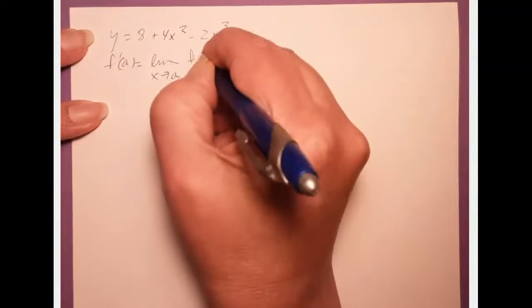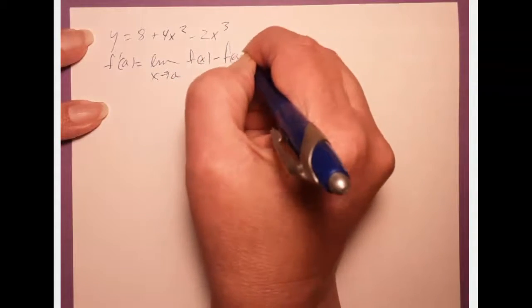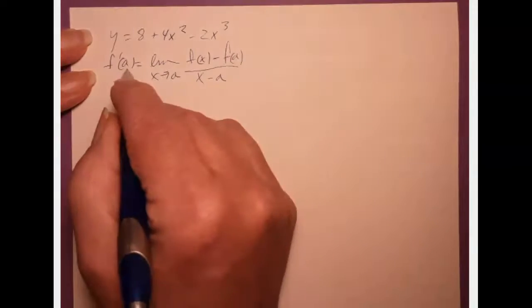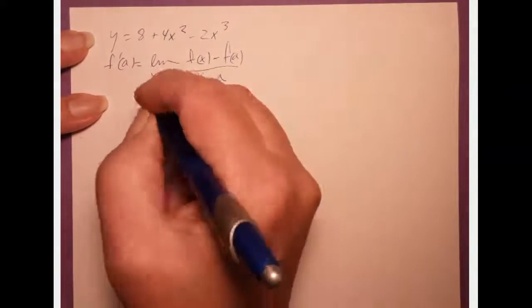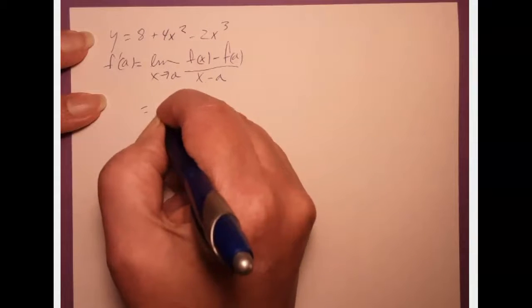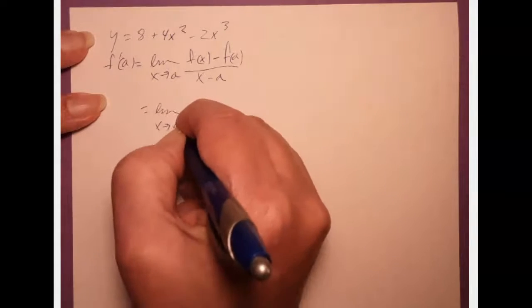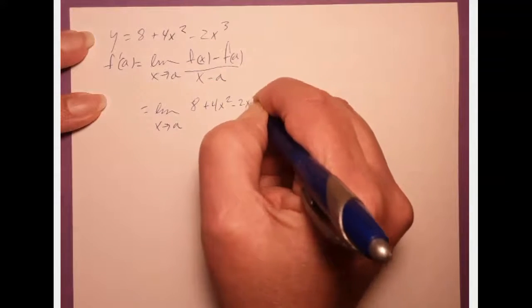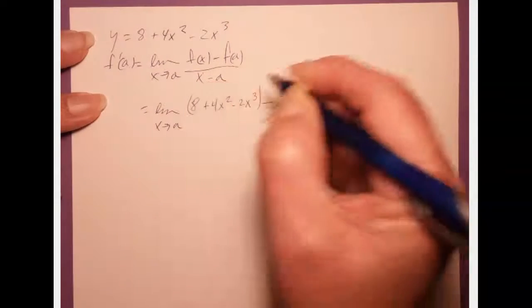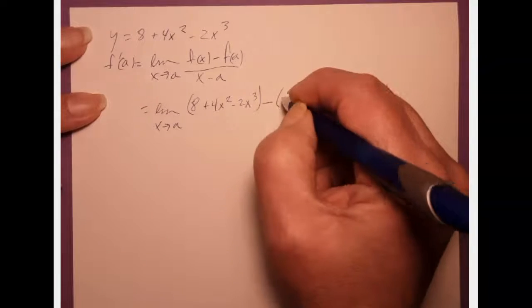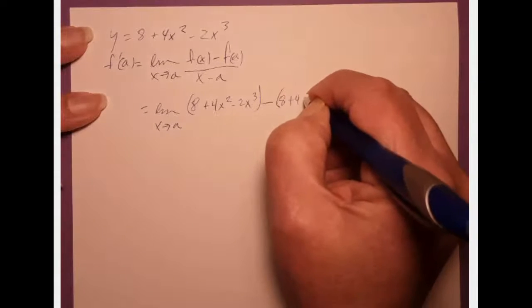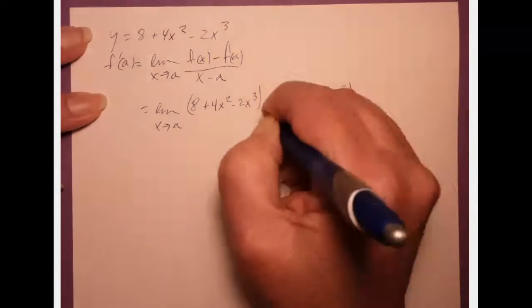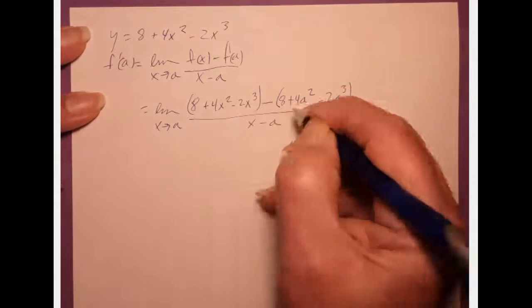I recommend you write it a few times because the more you write it, the more likely you're going to remember it, all over x minus a. So here I do want the derivative of a, the slope at a. So we're going to leave that in. So this is equal to the limit as x goes to a of f of x, which is just this, 8 plus 4x squared minus 2x cubed minus, I'm going to put parentheses for emphasis, and this will be 8 plus 4a squared minus 2a cubed, all over x minus a.